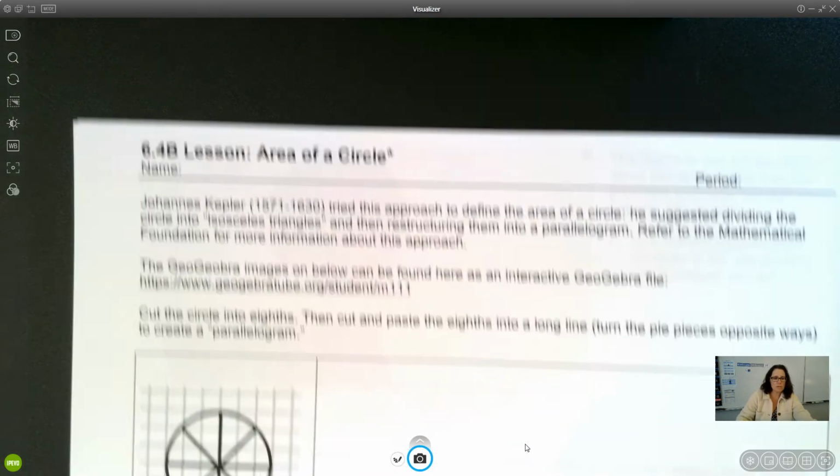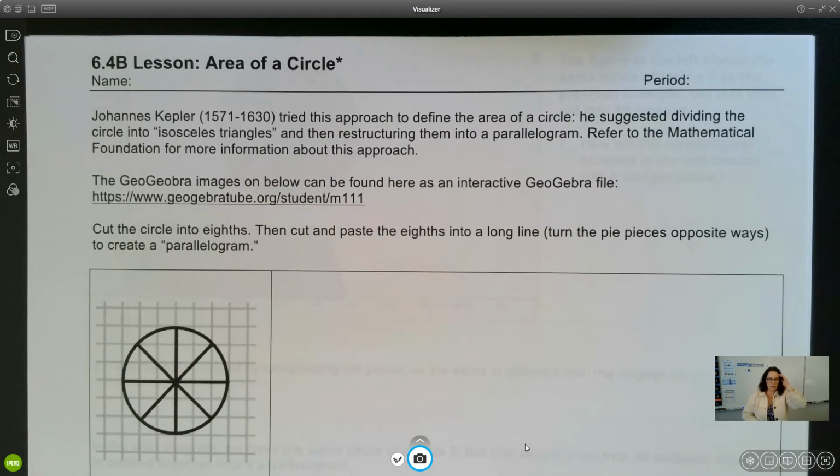All right, so 6.4b lesson, area of a circle. If we were in class, we'd be working with this program called GeoGebra to take a look at what area is, where it comes from, and how it came about. Johannes Kepler, 1571 to 1630, tried his approach to define the area of a circle.